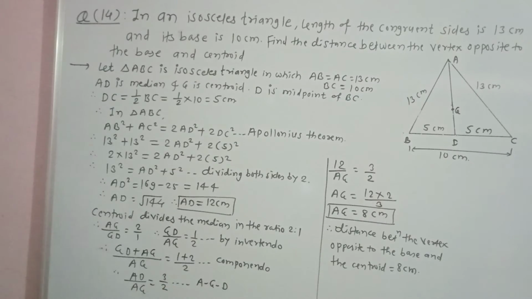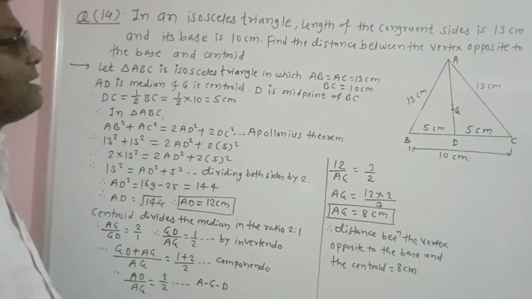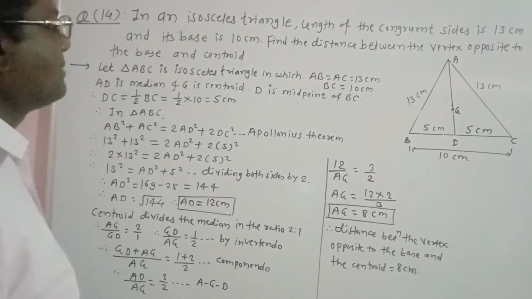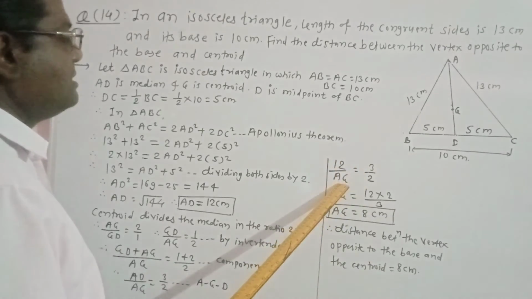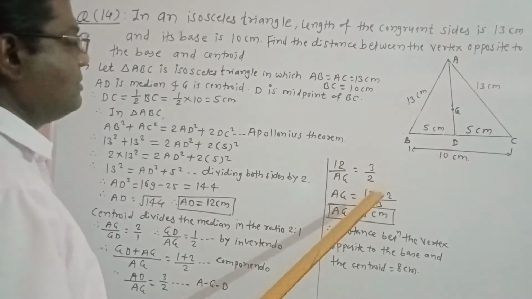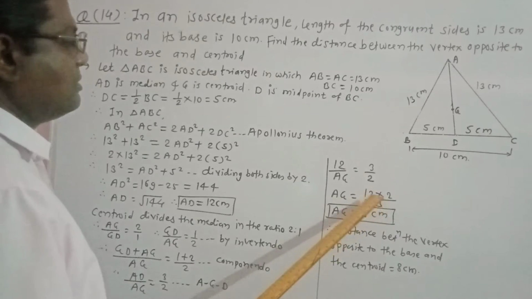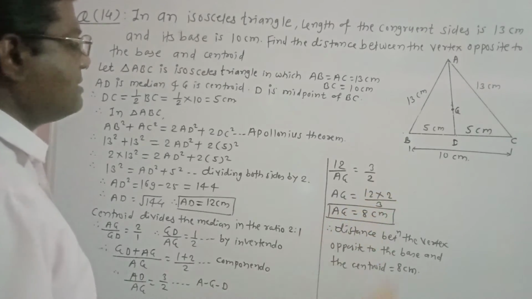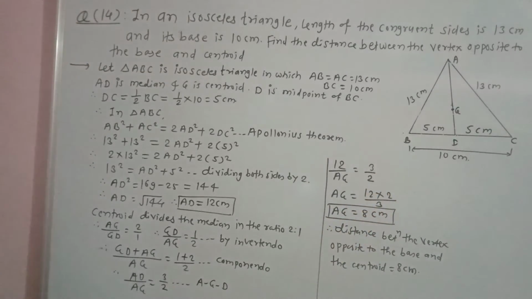Now AD upon AG is equal to 3 upon 2. But we have been given AD is equal to 12. So 12 upon AG is equal to 3 upon 2. So AG is equal to 12 into 2 upon 3. AG is equal to 8 centimeter. So the distance between the vertex opposite to the base and the centroid is 8 centimeter.